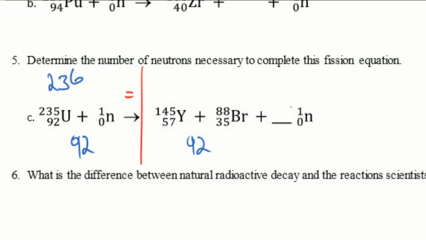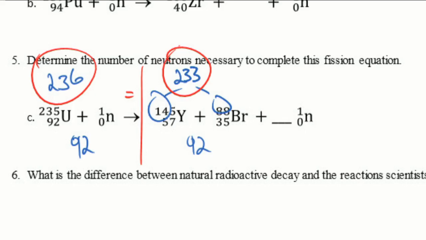And then on the top I have 145 and 88. What's that going to give me? 145 and 88, 233. So these two together give me 233. Now, on the reactant side, I had 236. Now I only have 233. So the bottoms worked out, 92 and 92, those are equal on both sides.